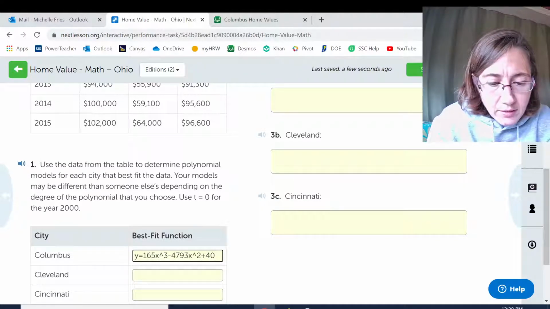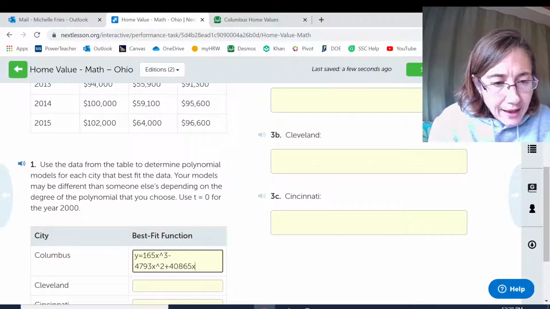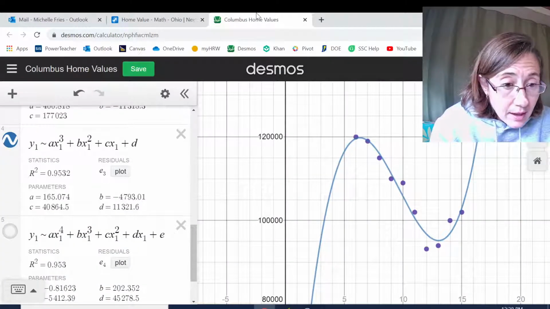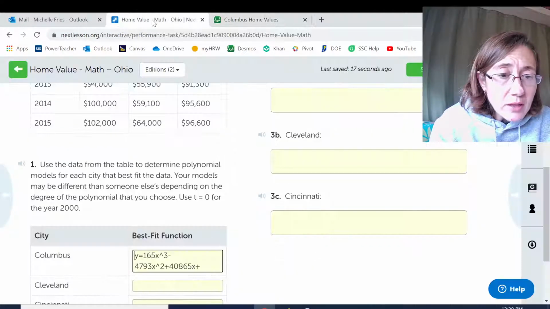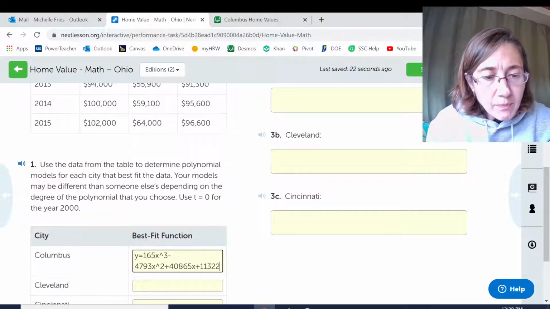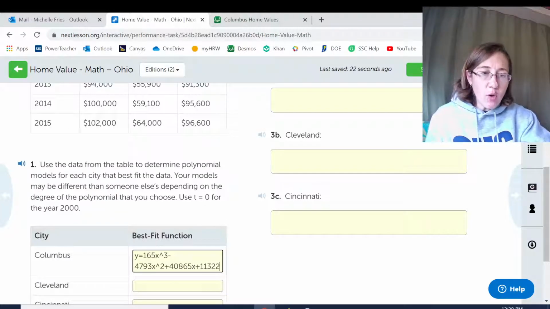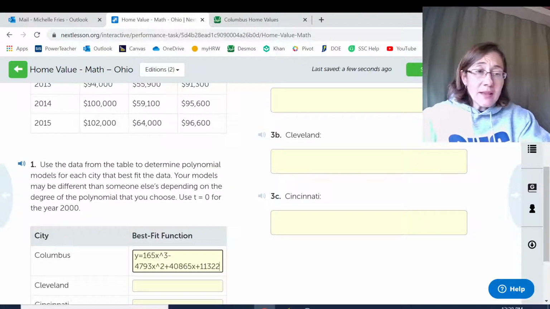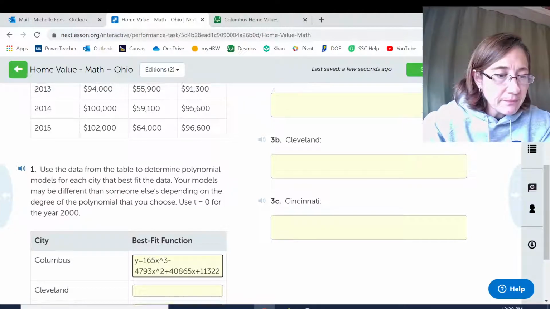Plus 40,865 x plus, what's my d value? 11,322, we'll say. 11,322. Okay, so that's how you'll type your equation in for what you feel is the best fit. And if you don't pick the same one as somebody else, that's fine. You're using your judgment. That's where professional judgment would come in on this.